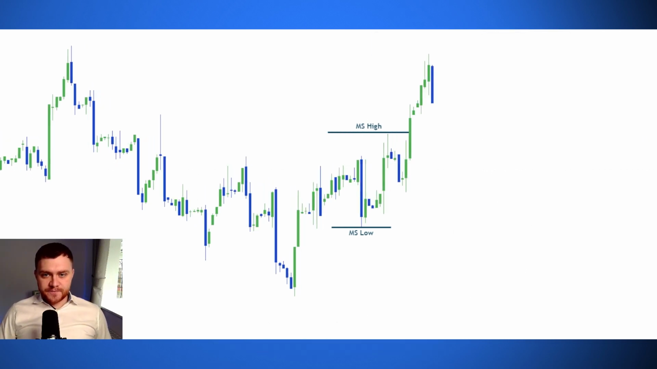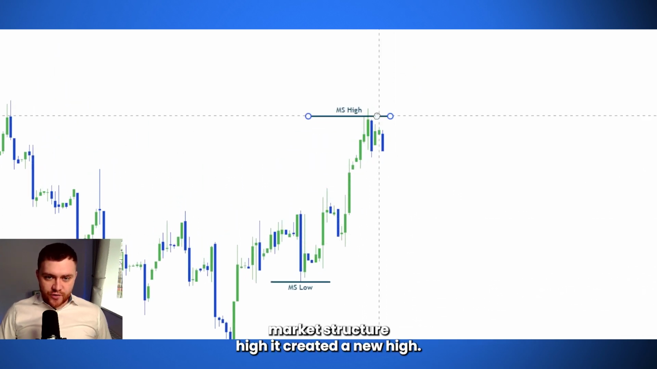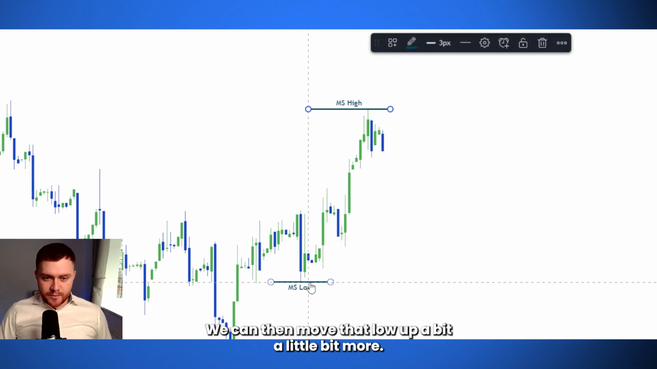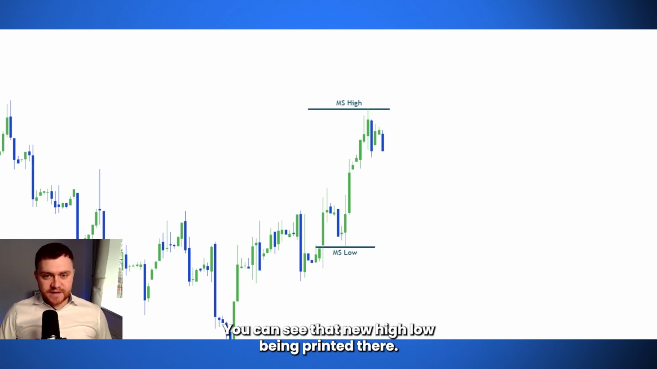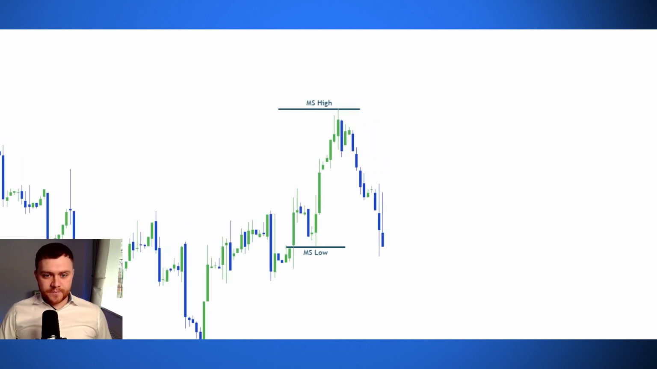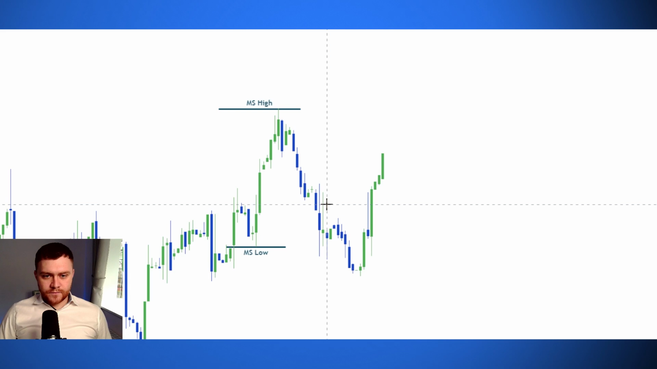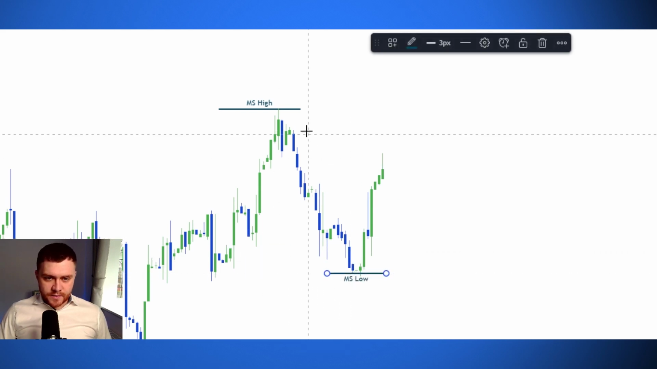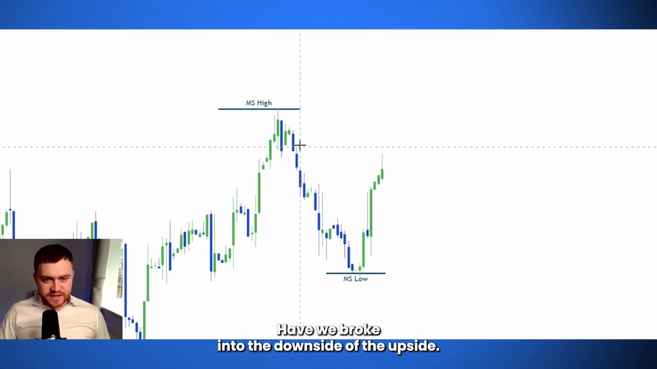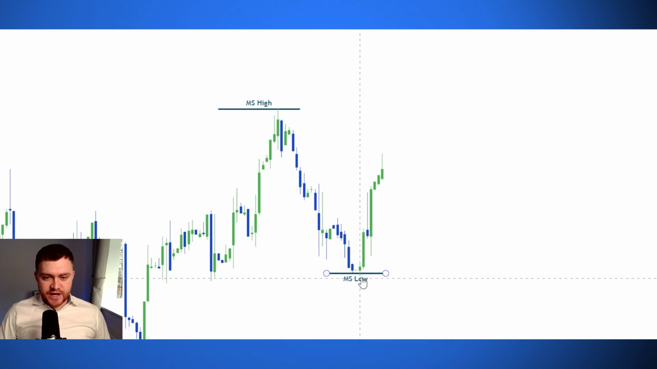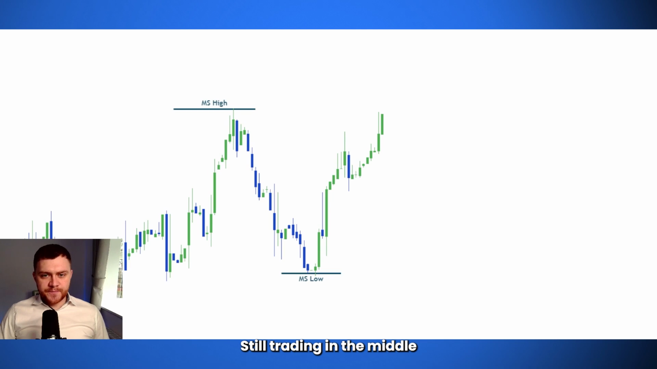Because if we play it through, it broke above this market structure high and created a new high. We can then move that low up a little bit more. You can see that new higher low being printed there. Again, new market structure low. Has it done anything significant here? Have we broken to the downside or the upside? We're still trading within this range. So we now mark this new market structure low and we wait for the price action. Still trading in the middle.